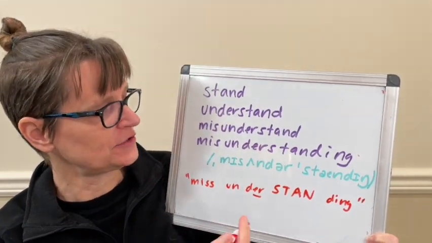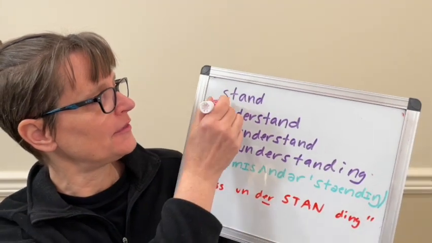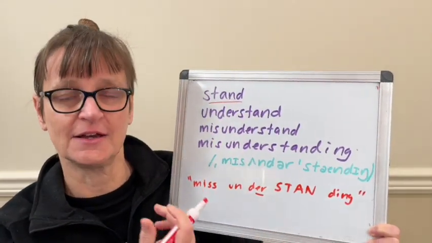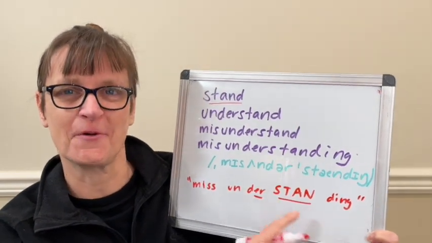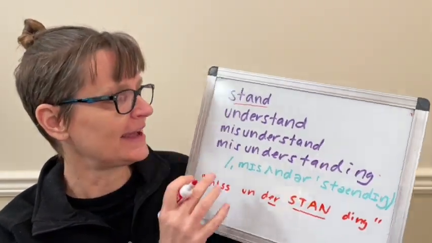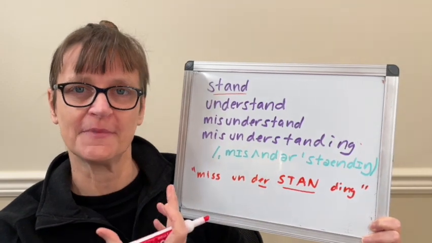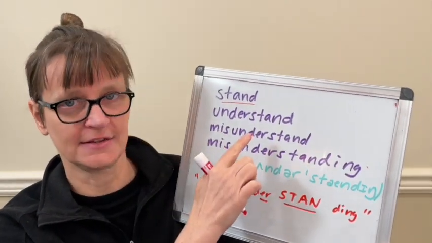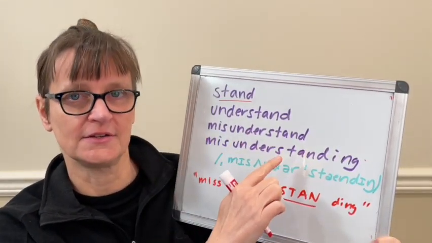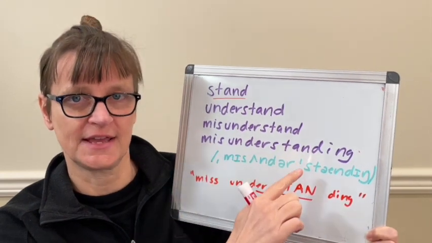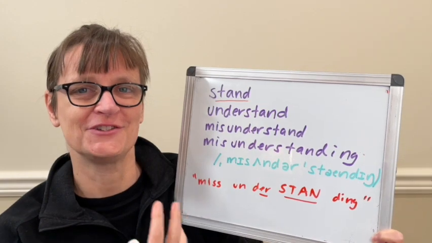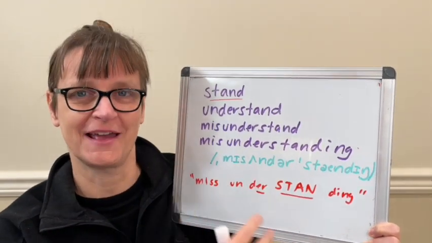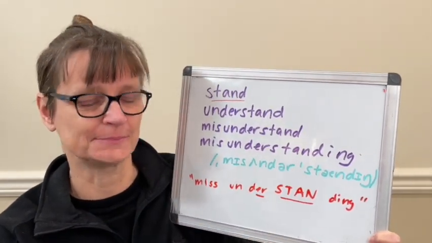But looking at the stress, if we break down the word stand, the stand syllable is stressed. So stan or stand, depending on where you decide to put that D. And that's what we're heading to. So building from there, starting with stand, understand, misunderstand, misunderstanding, is a great way to pronounce all of these words correctly and work your way towards misunderstanding.